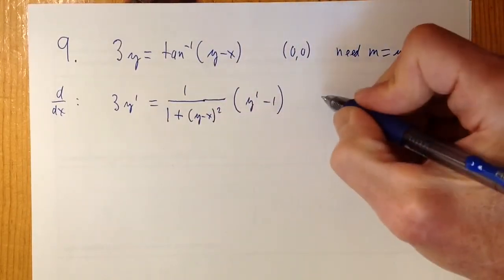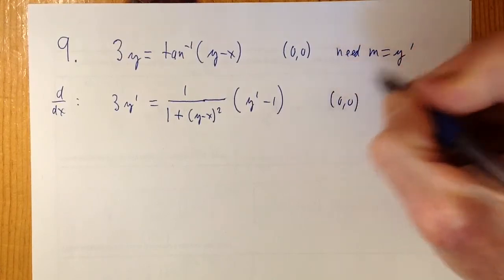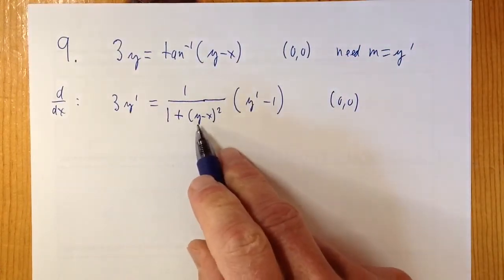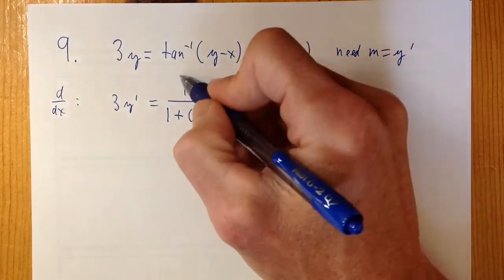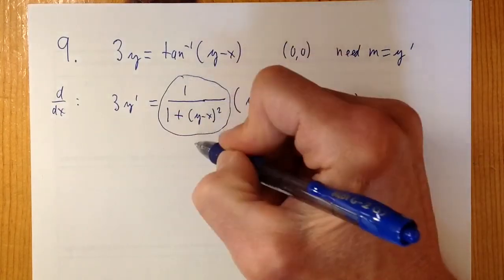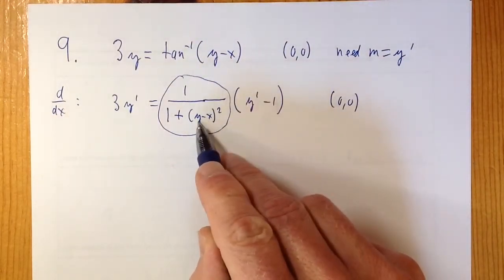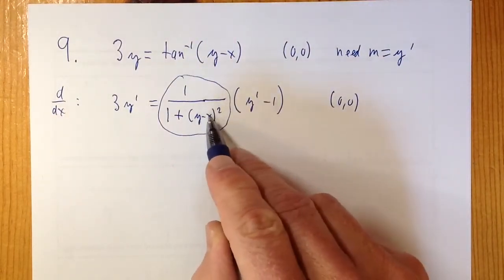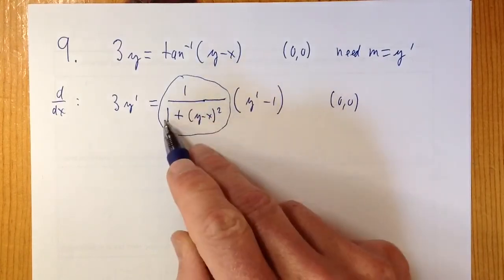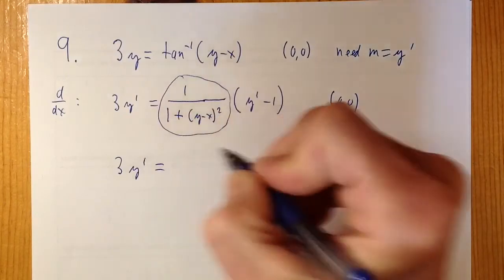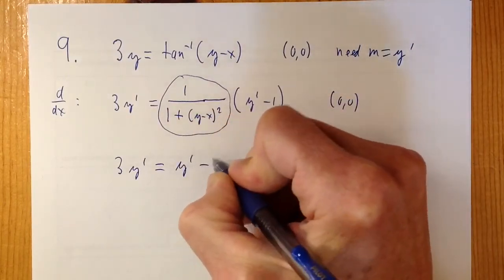Okay, now we want this at 0, 0. We want y prime when x equals 0 and y equals 0. Well, that makes it real easy, because this whole thing then is just equal to 1. Because if y is 0 when x equals 0, then 0 squared is 0, so it's just 1 over 1, which is 1. So all we have left is 3y prime equals y prime minus 1.